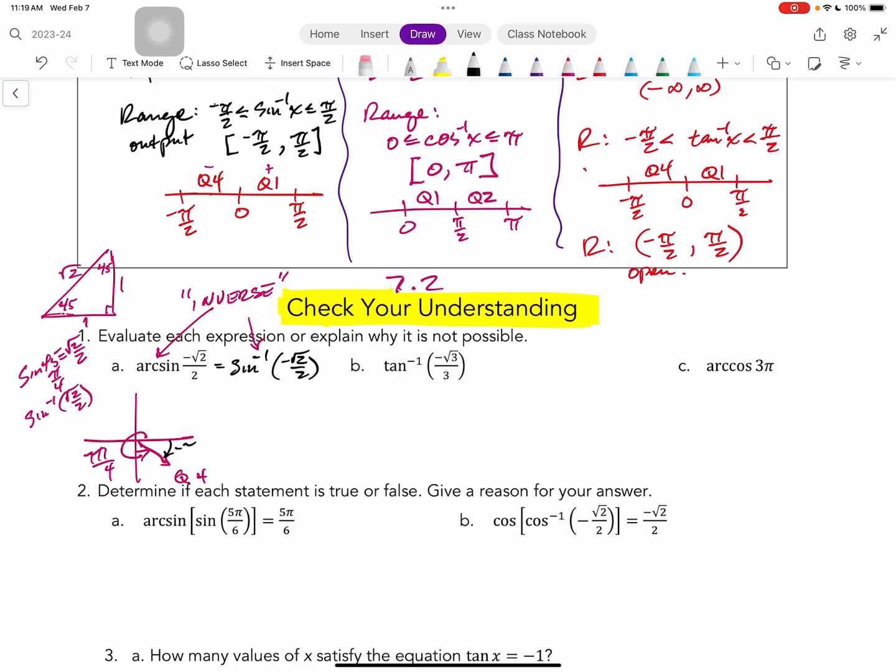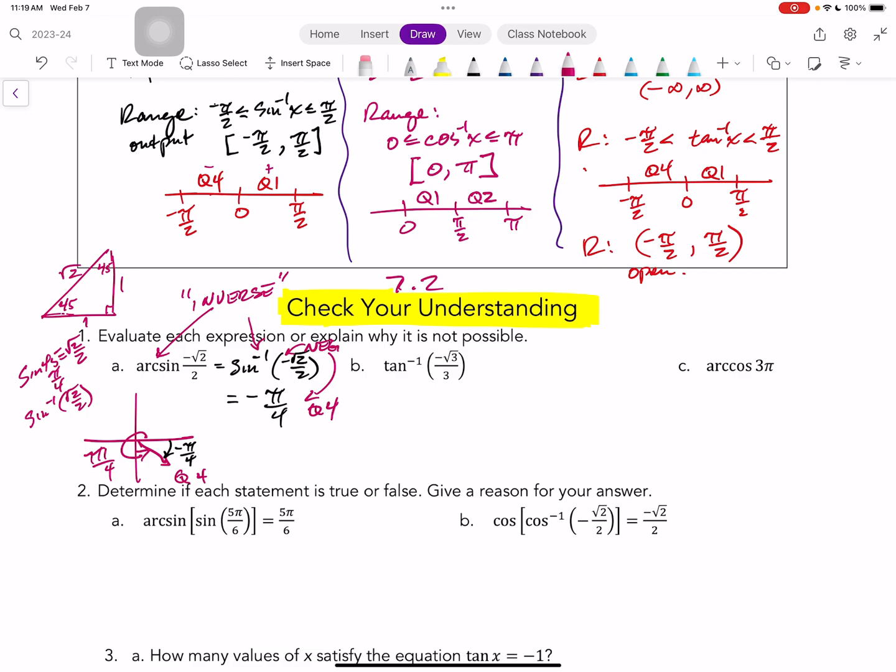We know that negative angles have a clockwise rotation, and that definitely is in quadrant 4. So my answer is not pi fourths, it's negative pi fourths. Again, it has to be either a quadrant 1 or 4 answer based upon the sign. And because this ratio is negative, that puts you in quadrant 4, not quadrant 1. And that's how you approach the first one here.